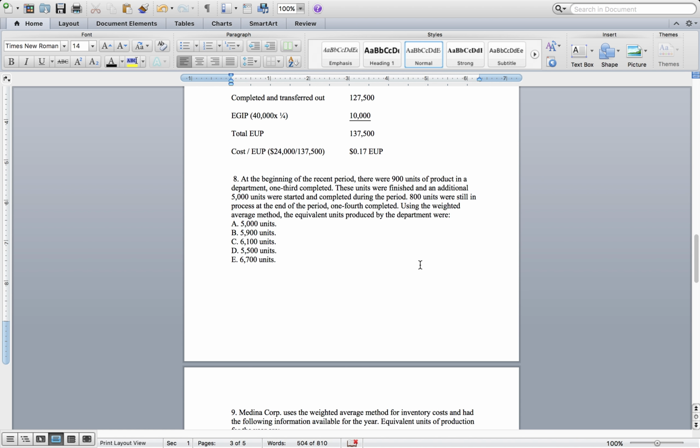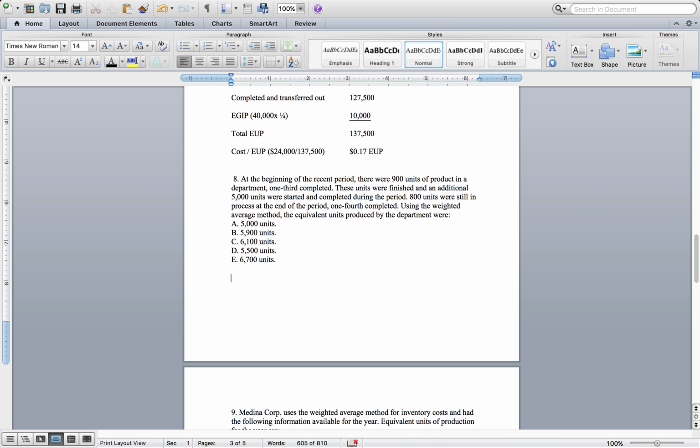Continue on now. Let's see number 8. At the beginning of the recent period, there were 900 units of product in a department, 1/3 complete. These units were finished and an additional 5,000 units were started and completed during the period. 800 units were still in process at the end of the period, 1/4 completed. Using the weighted average method, equivalent units produced by the department were, okay, let's take a look here.